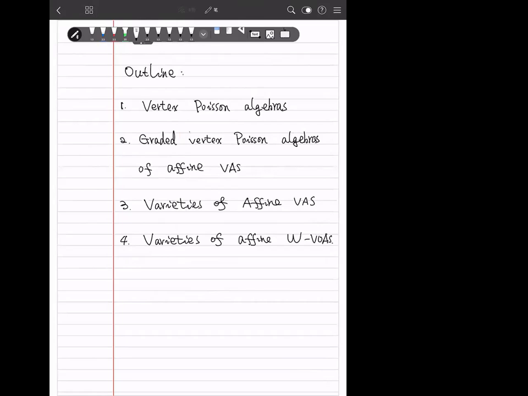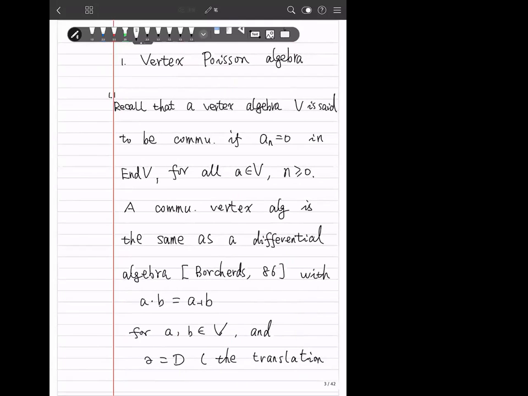First I will introduce what a Poisson algebra is. Secondly, we will talk about the graded Poisson algebra of affine VOAs. The third part is the varieties of affine VOAs, and the last part is the varieties of affine W-algebras. Okay, so now we briefly talk about the vertex Poisson algebra.